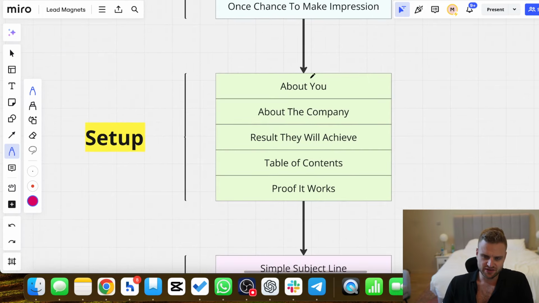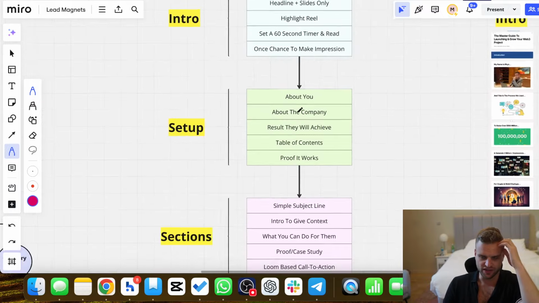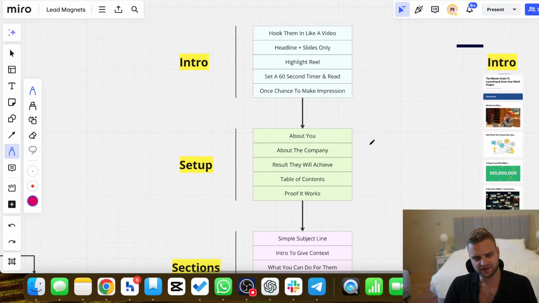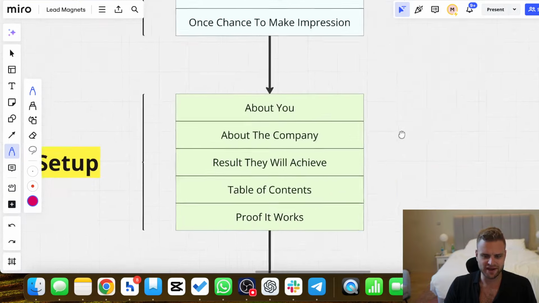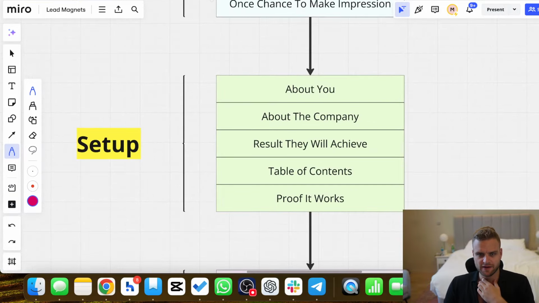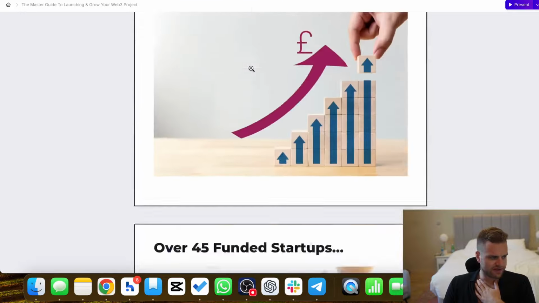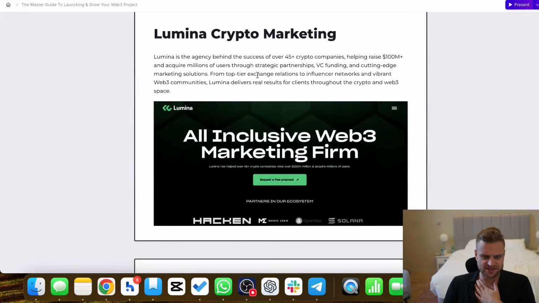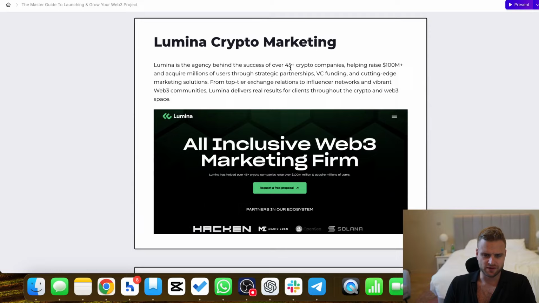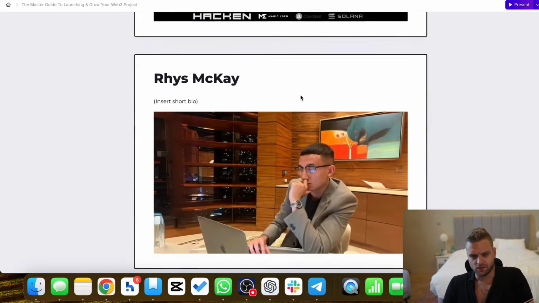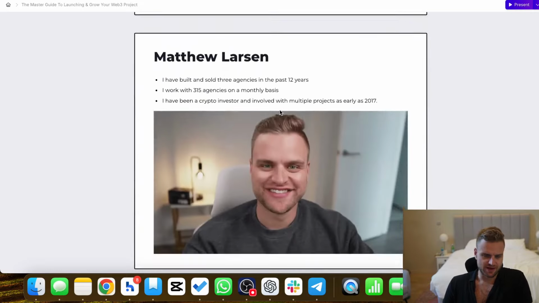The next is going to be the setup. This is the bridge between the lead magnet intro and the main content, or the main sections. What we want to do is have a part that's about me or about us. This is the one about the company. So what is the company? Then what are the founders' names, right?